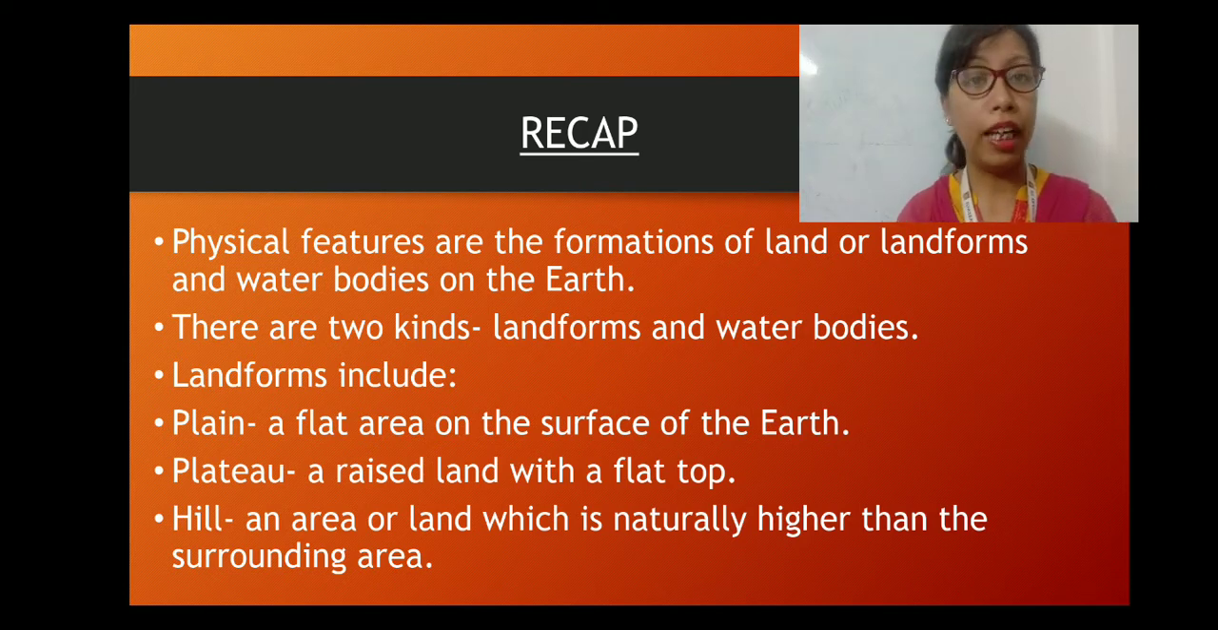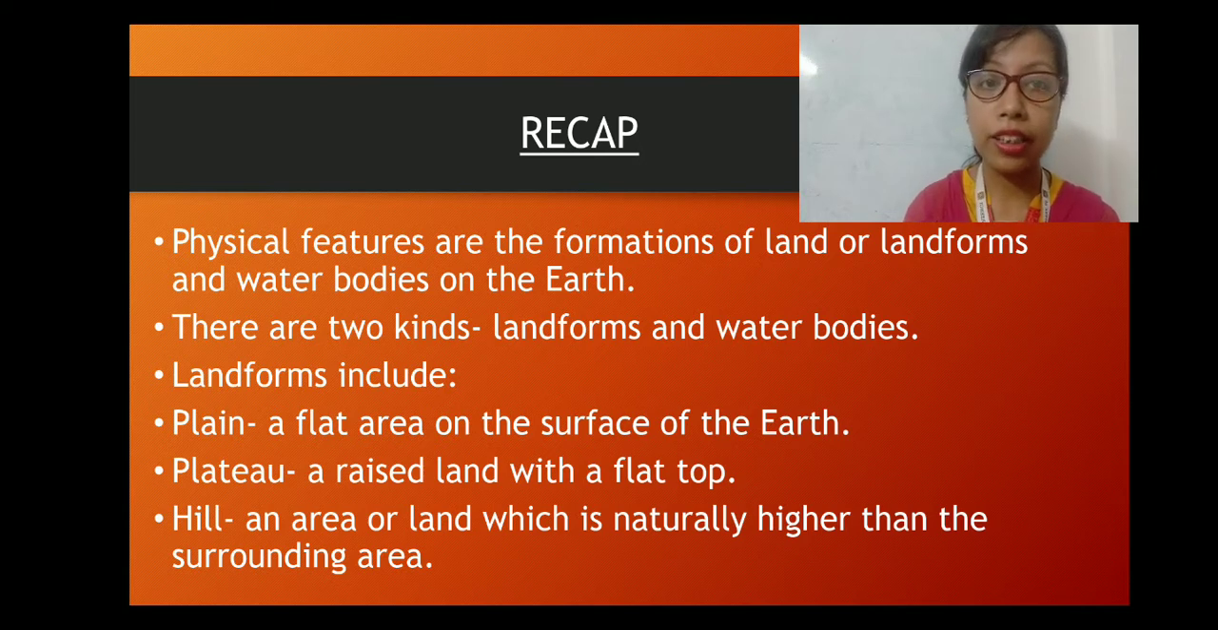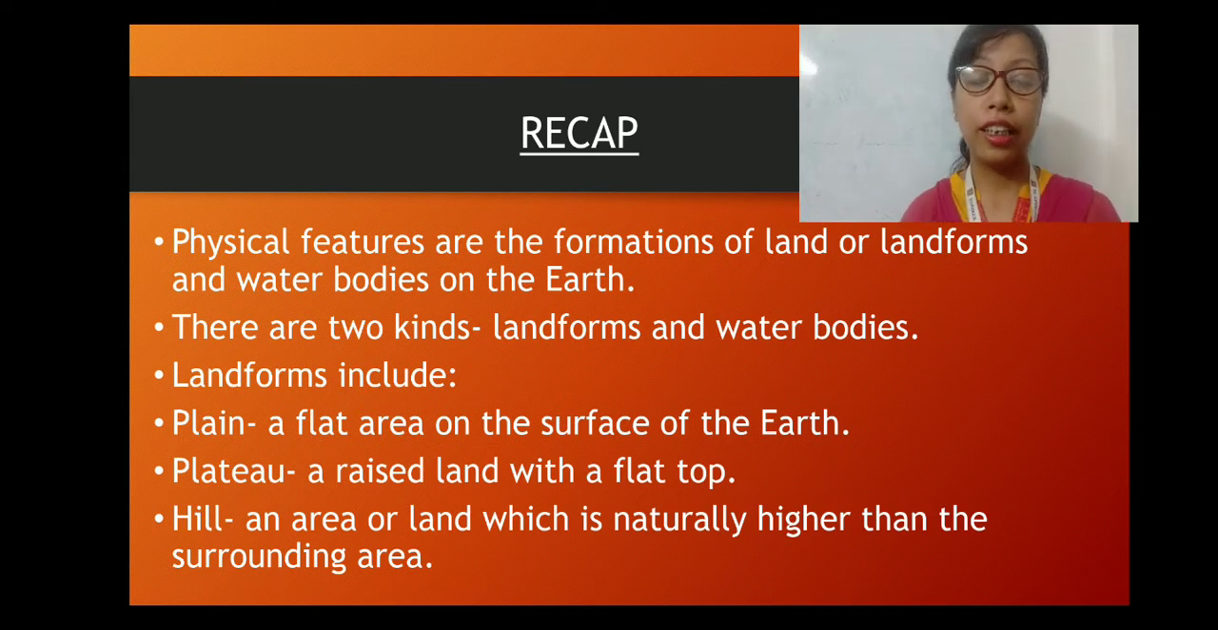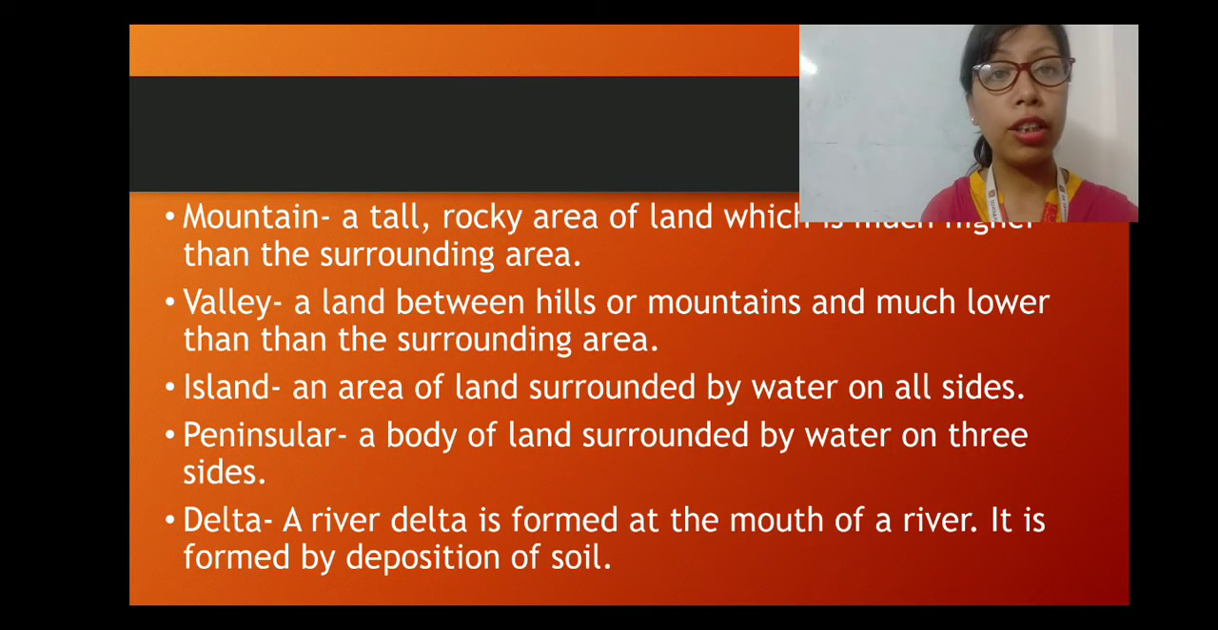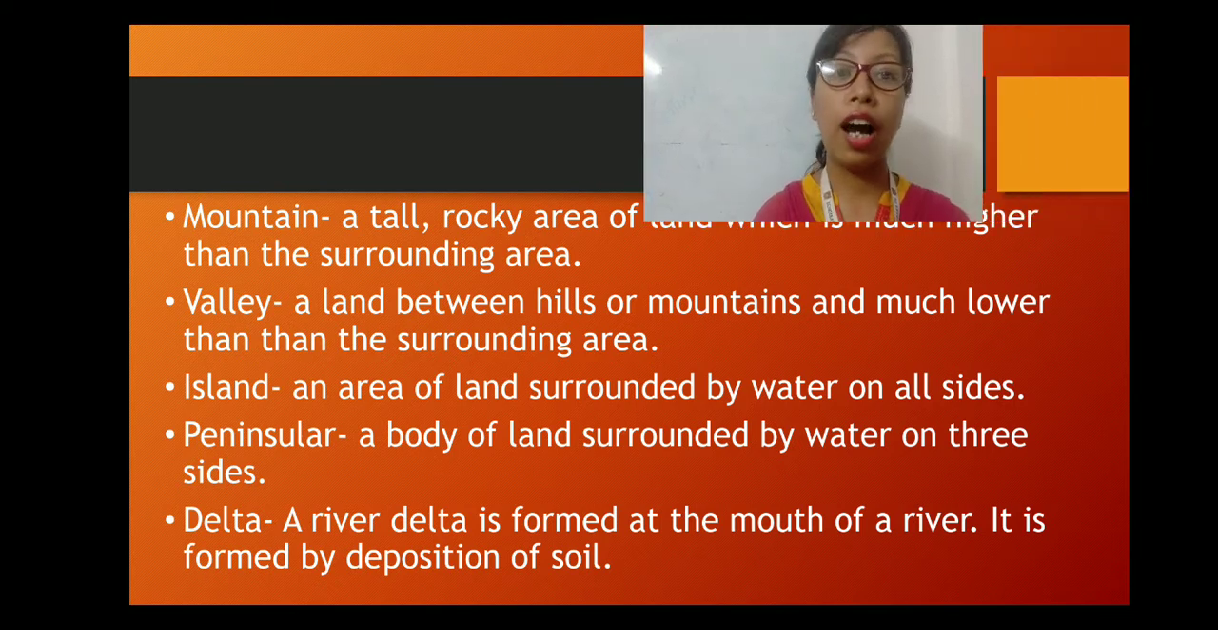Number one is plain. Okay, what is a plain? A plain is a flat area on the surface of the earth. Then plateau. It is a raised land with a flat top. Hill. It is an area of land which is naturally higher than the surrounding area. Next, we have the mountain, a tall rocky area of land which is much higher than the surrounding area. If you compare hill and mountain, then a hill is lower than a mountain, and mountains are taller. They are much higher than the surrounding area or the ground.